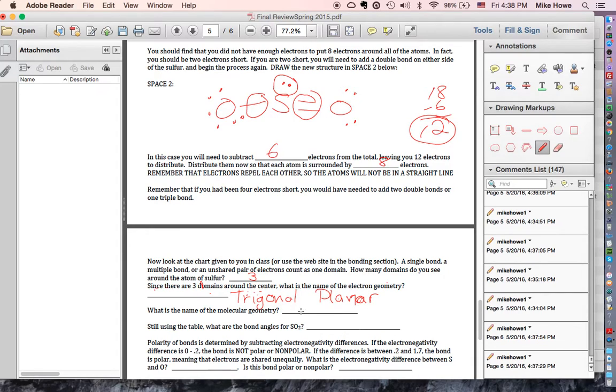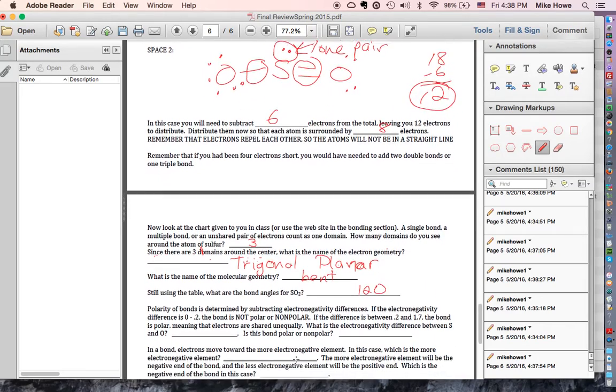All right, now the name of the molecular geometry. Since there are no lone pairs up here, oh wait a minute, there's a lone pair. This molecular geometry has one lone pair, that's this guy, a lone pair around the center atom, and two shared pairs. That means that the molecular geometry is going to be called bent. Look at your chart to follow along. And still using the table, the angles will be 120.